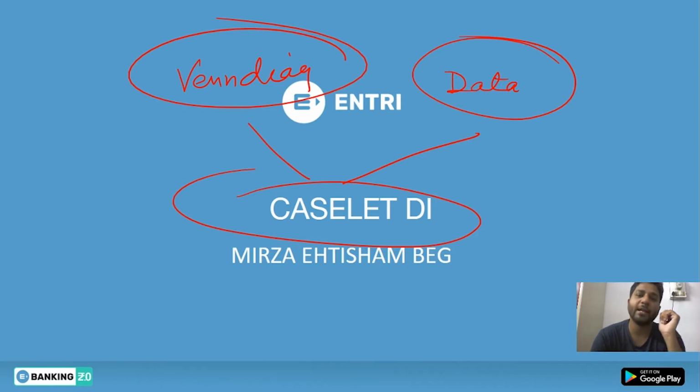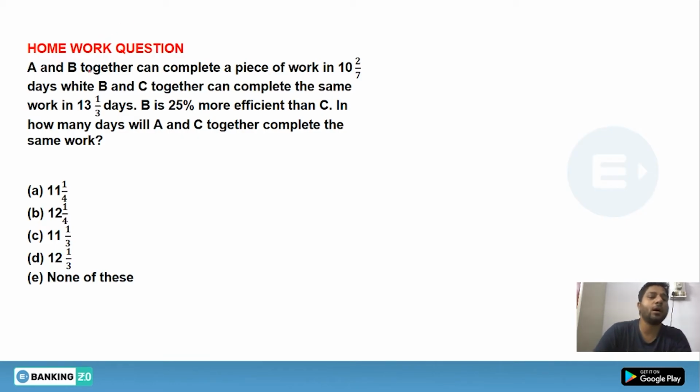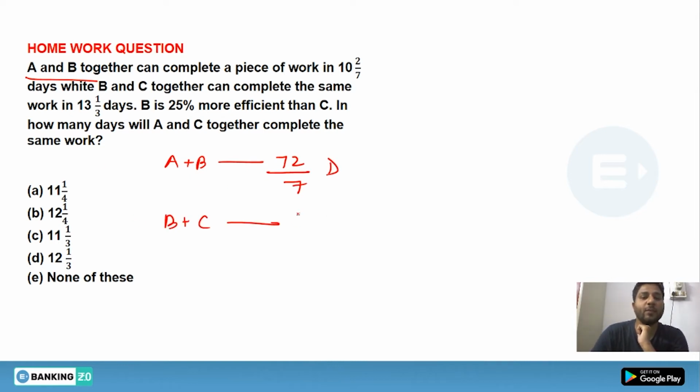Let's go ahead, and first of all let me solve a homework question for you. I hope you have put in an answer as well. Look at this. A and B together can complete a work in 72 by 7 days, while B and C together can complete the same work in 40 by 3 days. So basically we have the number of days for a particular work for the pairings AB as well as BC. But one more condition is given, that B is 25% more efficient than C.